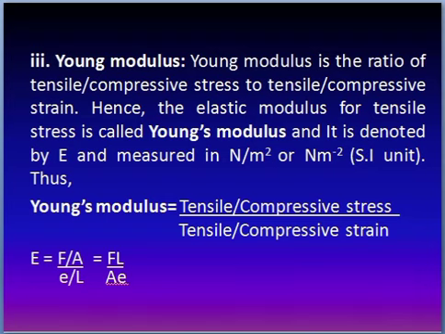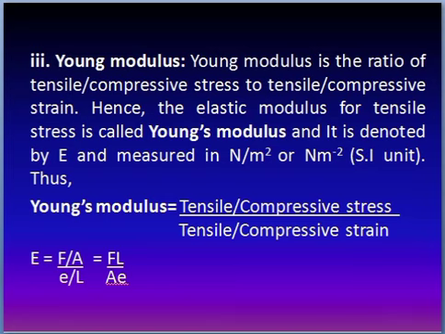3. Young modulus. Young modulus is the ratio of tensile or compressive stress to tensile or compressive strain. Hence, the elastic modulus for tensile stress is called Young modulus, and it is denoted by E. And it is measured in Newton per meter square.